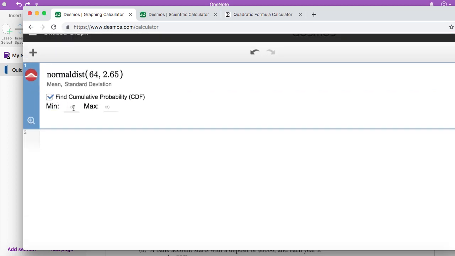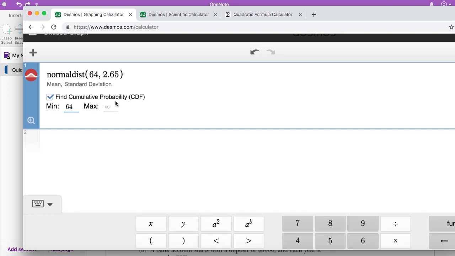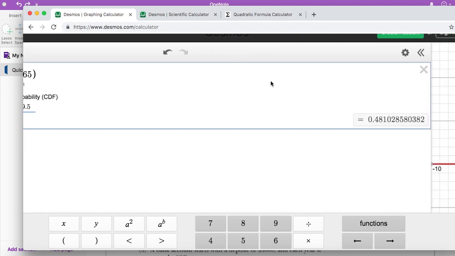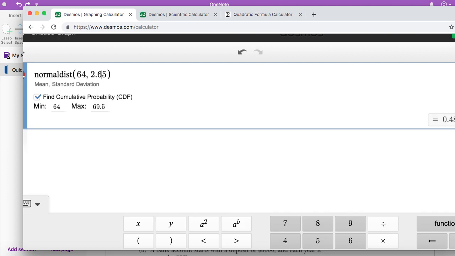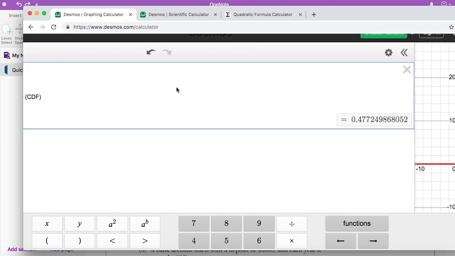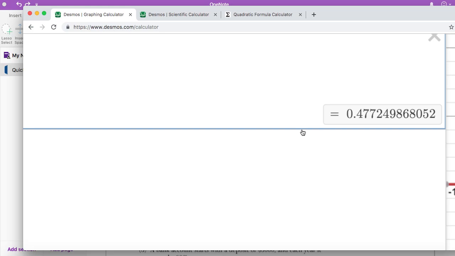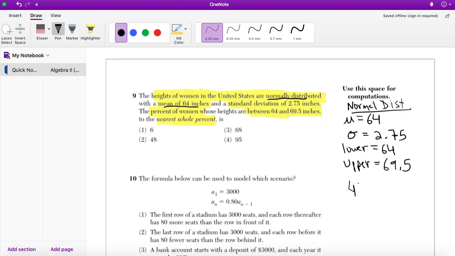Then I click on find normal, find cumulative probability, CDF, cumulative distribution function. I enter the minimum value, which in the range was 64, and then the upper value, the lower was 64, the upper was 69.5. I did something wrong. It was 2.75, not 65. Okay, and this gives me the probability, which is 0.47725 if I round it. And if I change that to a percentage, that's about 47.7%, or 47.725%. That rounds to the nearest whole percent, to 48%.